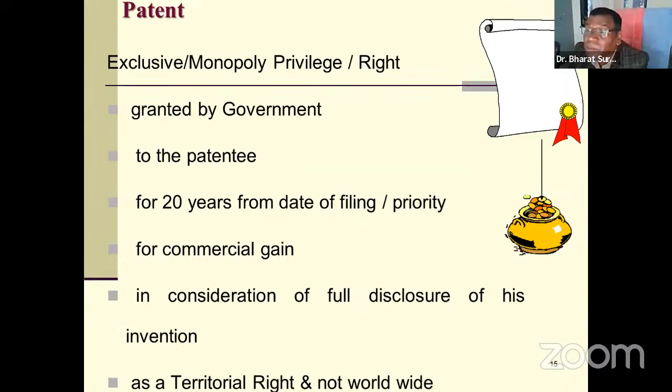You might have heard of the Haldi patent. What is that? You might have heard of the Basmati rice patent. What is that? It is getting the right over a particular product, if it is new. Novelty is the main requirement for inventions and technology to get a patent.